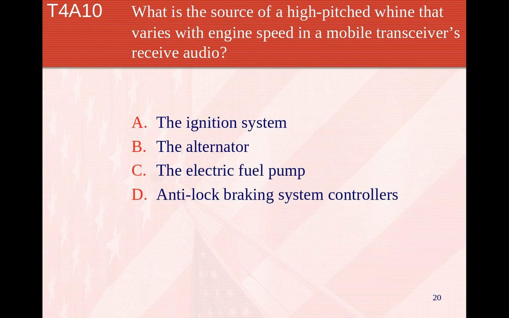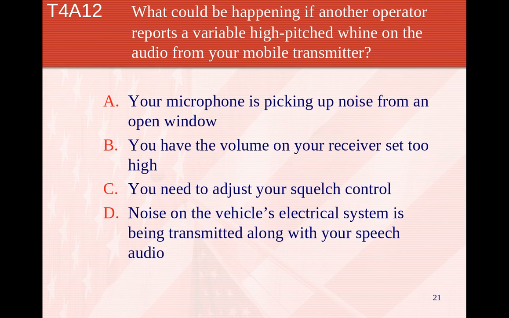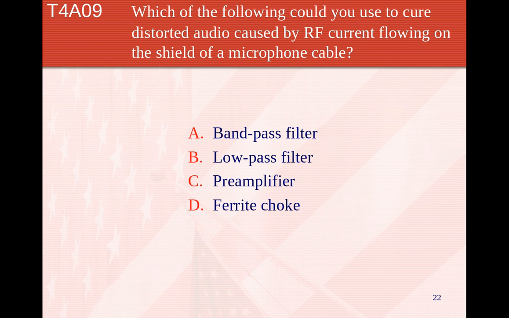What is the source of the high-pitched whine that varies with engine speed in the mobile transceiver's receive audio? The alternator. What could be happening if another operator reports a variable high-pitched whine on your audio from your mobile transmitter? Noise in a vehicle's electrical system is being transmitted along with your speech audio. Which of the following could you use to cure distorted audio caused by RF current flowing on the shield of a microphone cable? Use a ferrite choke or a snap-on choke.